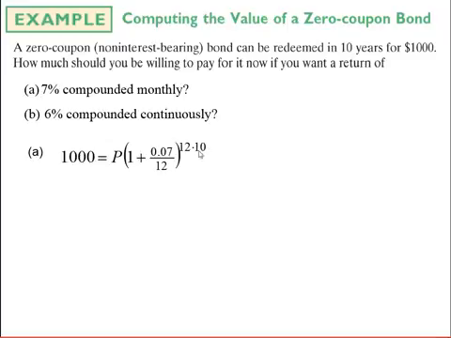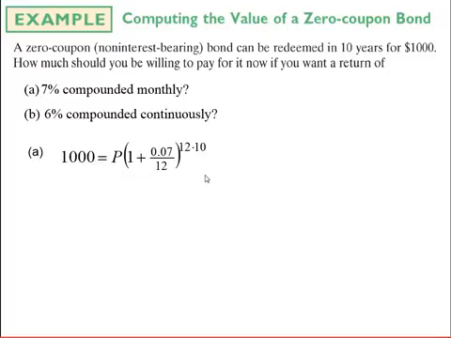I'm plugging 10 into the time. And we're being told we're compounding monthly, so I'm plugging 12 in for the n, and here's our 7%. So I'm finding what we call the present value, right? This is how much money I'm willing to invest today so that in 10 years I end up with $1,000.